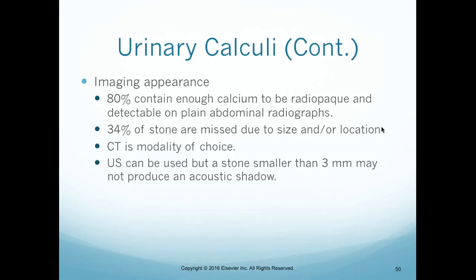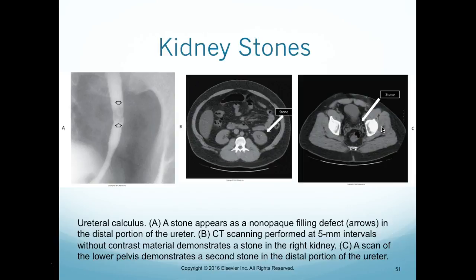We do a CT urogram. A lot of times we have to give contrast because we can't see the stone. Ultrasound can be used for a stone, but not for a stone smaller than 3 millimeters, as it doesn't produce an acoustic shadow. So you can see here coming down the ureter, we have dilatation of the proximal part, we have a big stone right there, and then we have compression. That little teeny white dot right there, that's a kidney stone, and the little dot right there is a kidney stone in the ureter.